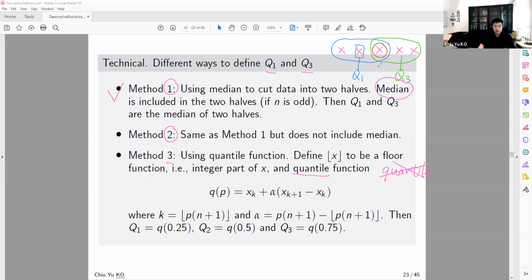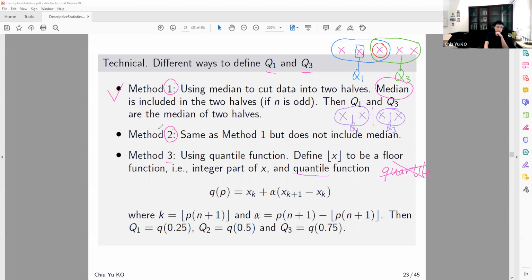If you have an even number of data, then it doesn't really matter, right? Suppose you have an even number of data like this, then the median is here, okay? So the first half is these 2, and the second half is these 2, right? And the median comes in here, with the average of these 2 being Q1, and the average of these 2 being Q3, okay? So the difference doesn't really matter, okay? That's how you do method 1. Don't worry, we will do an example later, but this is the idea, okay?